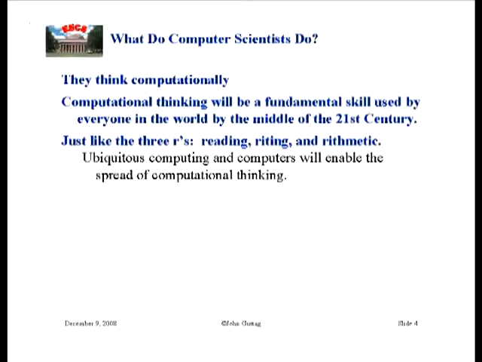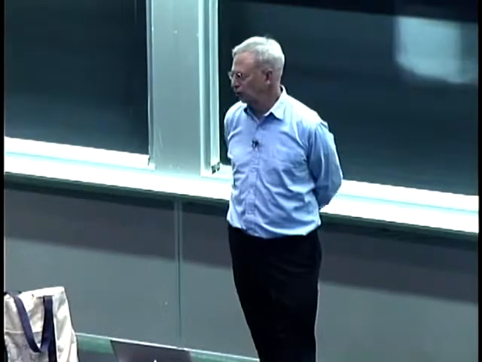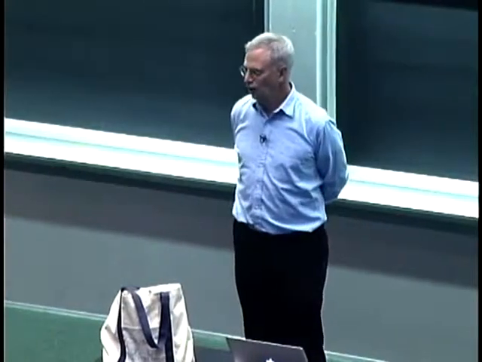Mostly what they have in common, and it's incredibly varied what you can do with computer science, but it all involves thinking computationally. And if I had to use a single phrase to describe 600, that's the phrase I would use. The semester is really about computational thinking. I think this will be a fundamental skill used by everyone in the world by the middle of the current century. It will become one of the 3 R's of reading, writing, and arithmetic. And I haven't quite figured out how to put an R in the front of it, but sooner or later.